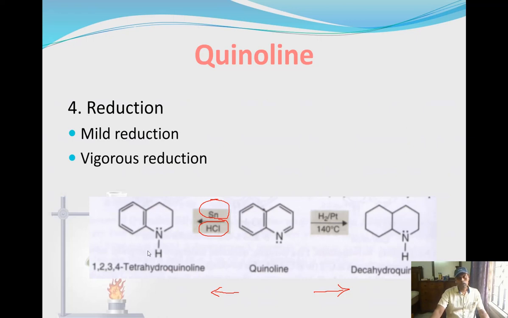You are going to get 1,2,3,4-tetrahydroquinoline. If you pass hydrogen over platinum as a catalyst at 140 degrees centigrade, both the rings are going to get hydrogenated. In that case you are going to get a decahydroquinoline product. All 10 positions, including the nitrogen position, are going to get hydrogenated. So it is decahydroquinoline.